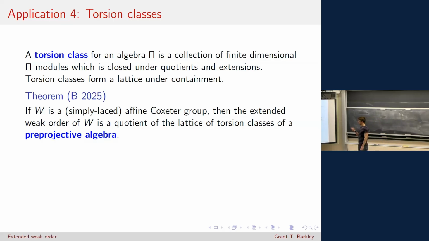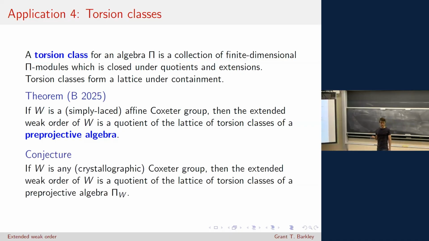Okay, but it turns out that if you have an affine Coxeter group and you look at its extended weak order, there's actually another way of making the same poset. What you do is you take something called a pre-projective algebra, some algebra you can define, and you look at the torsion classes. That forms a poset under containment. It's a lattice. And there's a certain quotient you can do to it, which actually just gives you the extended weak order. So this poset of biclosed sets has a realization coming from algebra.